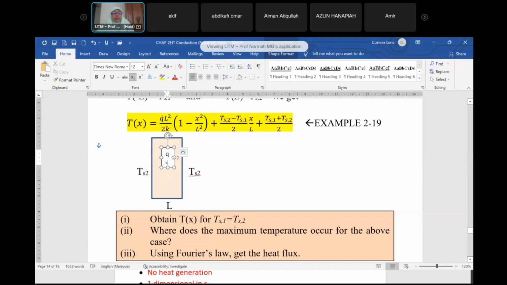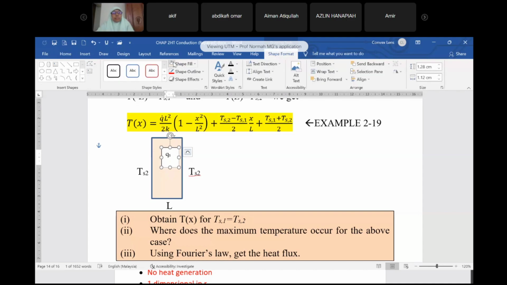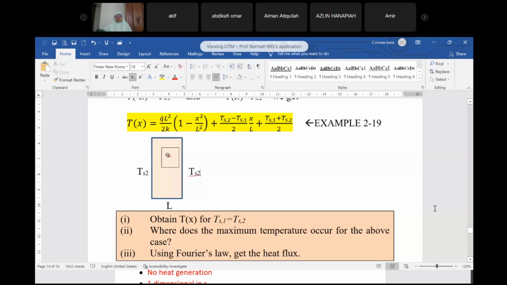There is a flux there. So I have a known volumetric generation.